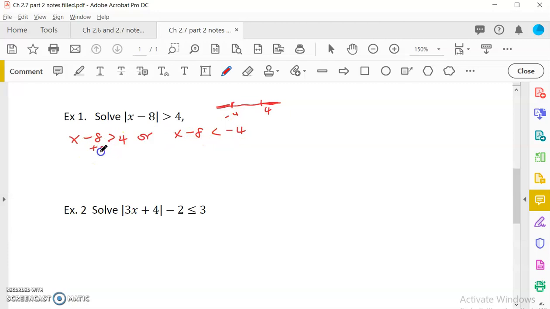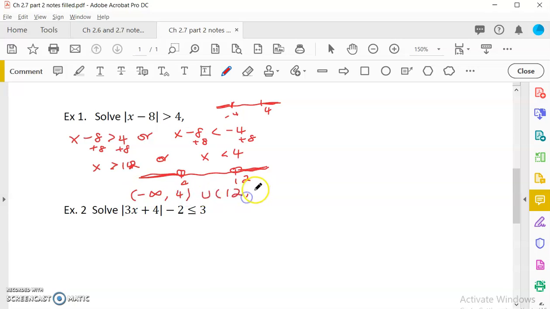Let's solve it. So plus 8, x is greater than 12, or plus 8, x is less than 4. So if I draw the number line, this would correspond to greater than 12, less than 4. And these are all not including the endpoint. So my answer is negative infinity to 4, union 12 to infinity, with open brackets.